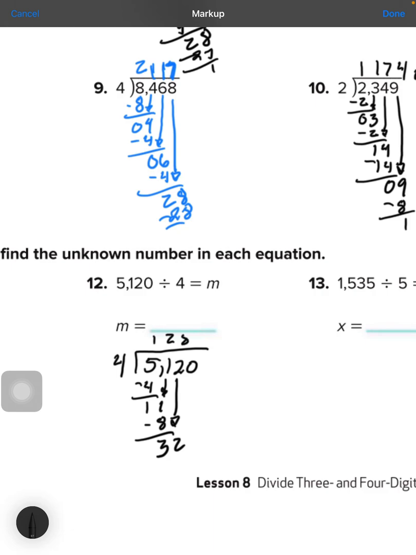Bring down the 2. 4 will go into 32 at least 8 times. 8 times 4 is 32. Bring down the 0. 4 won't go into that, but I do have to put a 0 here to finish out the problem. And there's my answer.